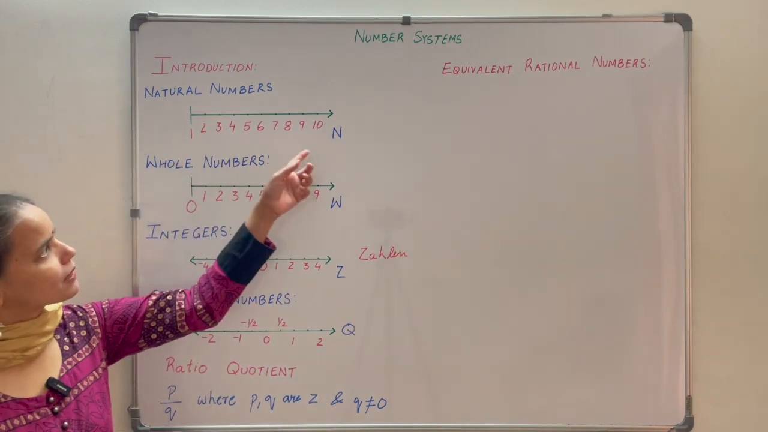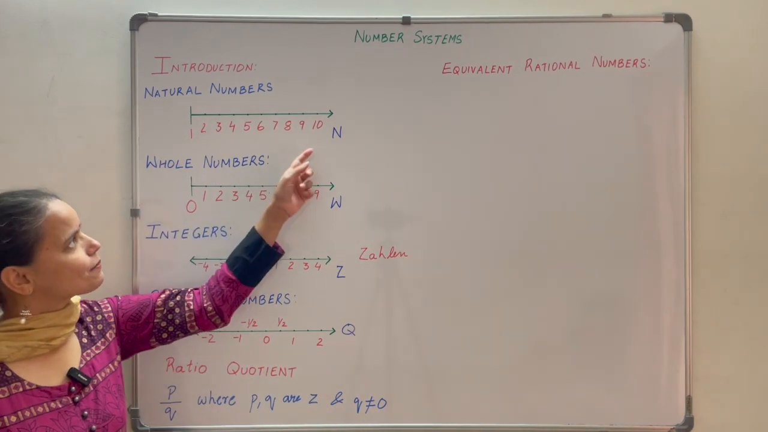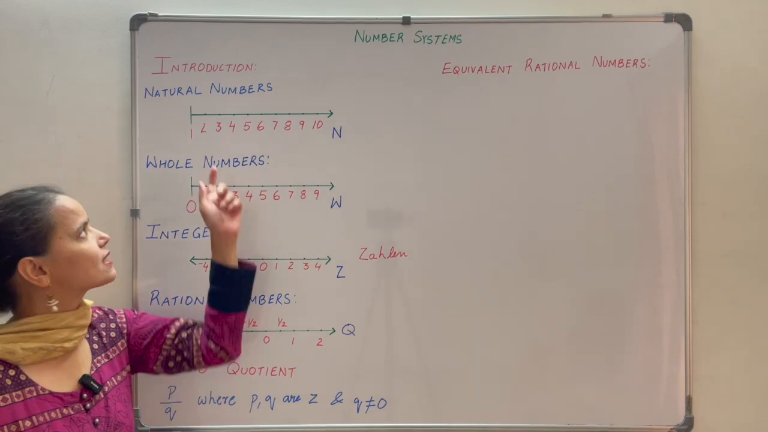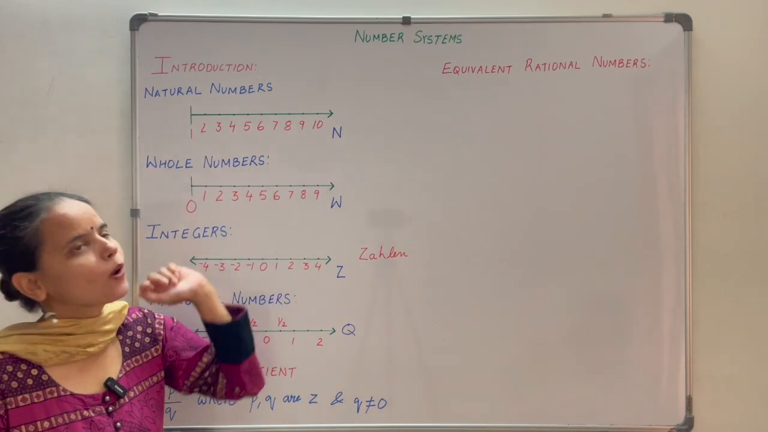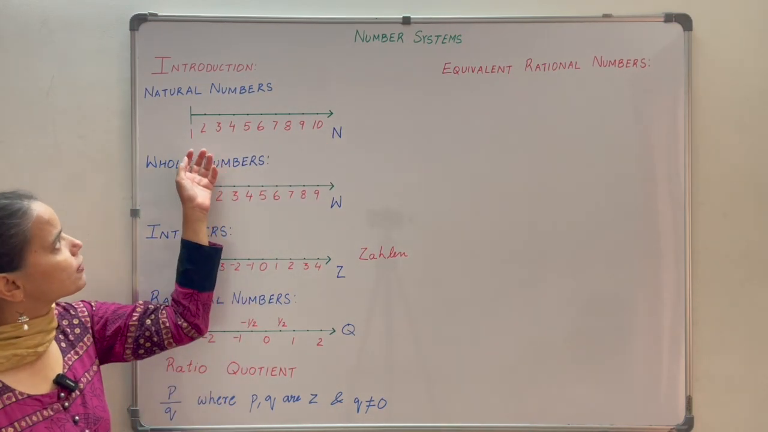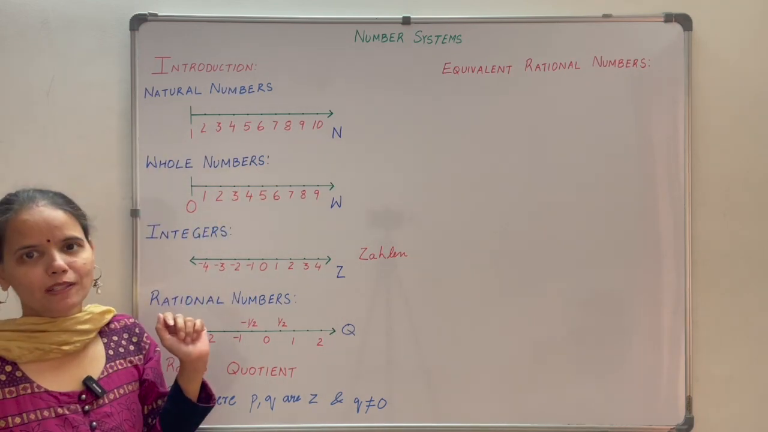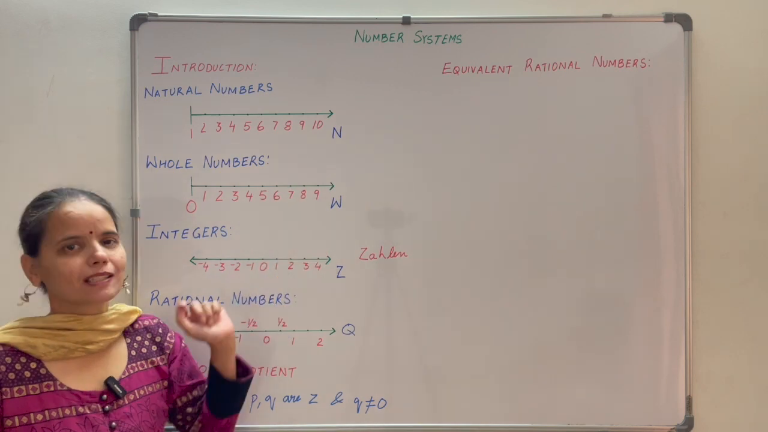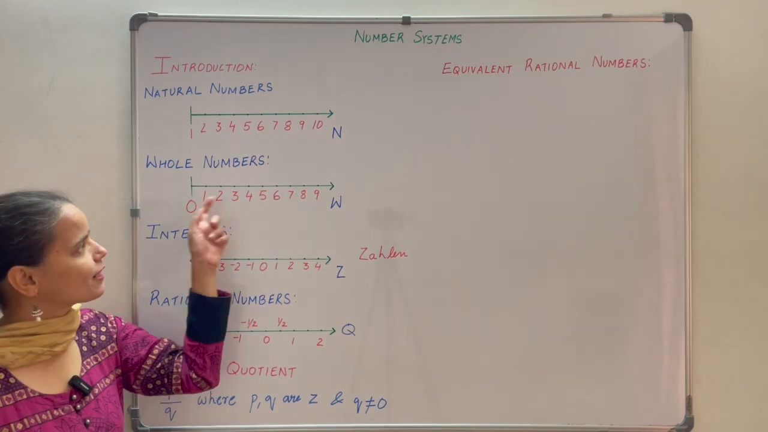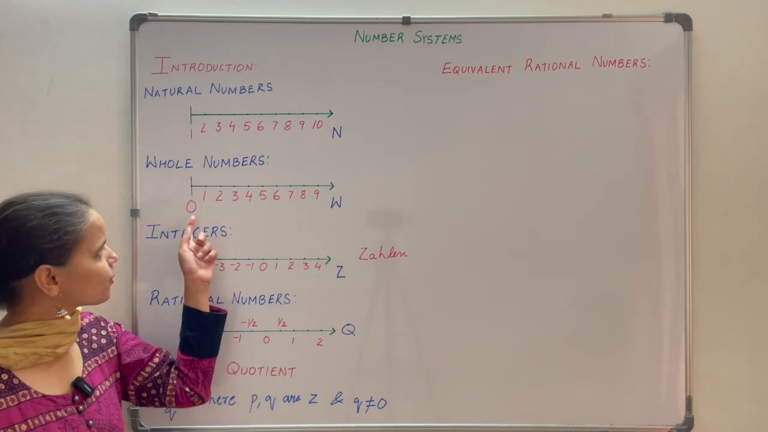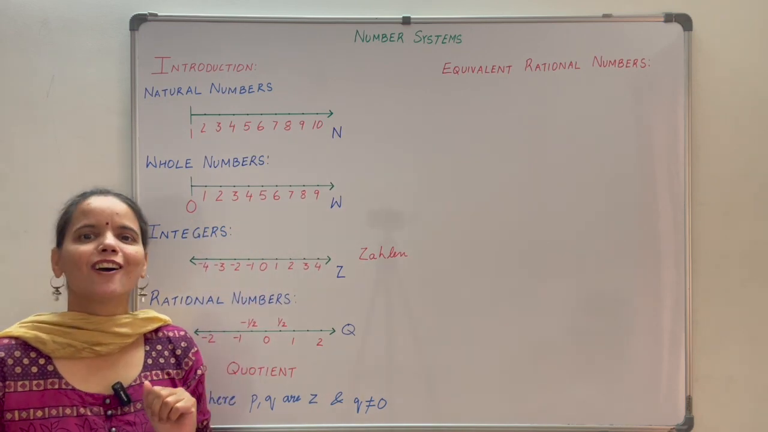It is represented by the symbol N. This is the number line for natural numbers. It starts from 1 and goes to infinity in one direction. In the collection of natural numbers, when we include 0, then it is called whole numbers. Whole numbers are represented by the symbol W. This is the number line for whole numbers. It starts from 0 and goes to infinity in one direction.